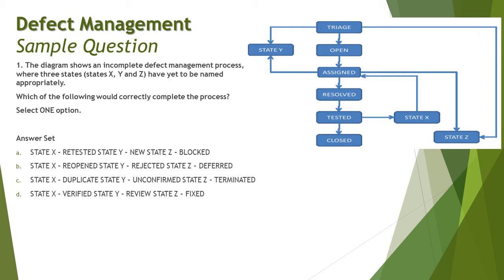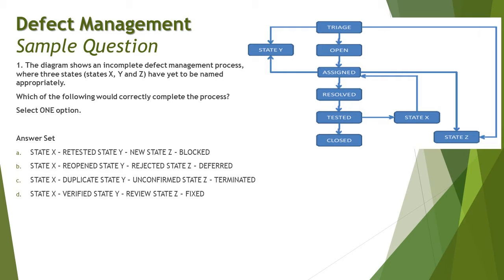Now, let's start with state X. State X has a path from tested to state X, and from state X going back to assigned. If you see the cycle from assigned, it says assigned, resolved, tested. Now this is talking about the confirmation testing, which is in turn called retesting. So the developer has resolved your issue and sent it back for confirmation testing, and this testing means that you conducted retesting or confirmation testing, but your defect still exists.